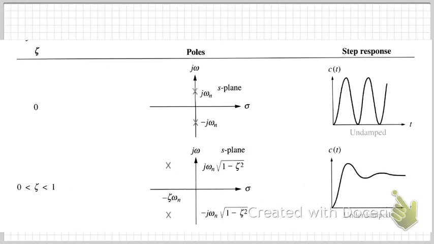At this point, we've learned how to take a second-order system and put it into that standard format of transfer function is equal to a times omega n squared over s squared plus 2 zeta omega n s plus omega n squared.